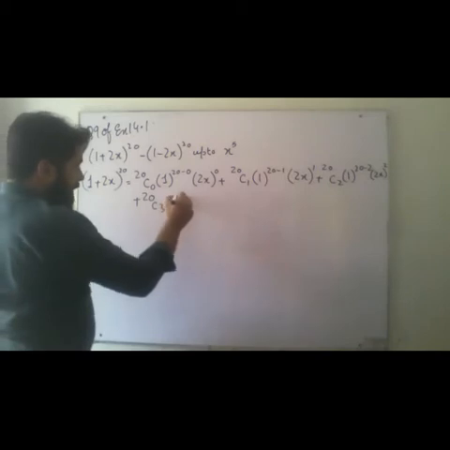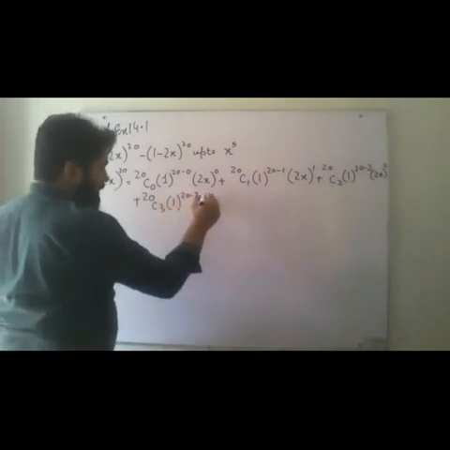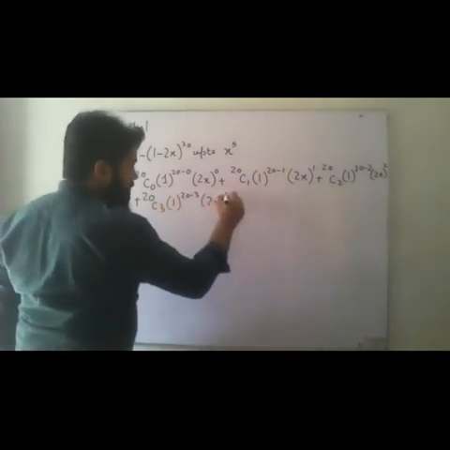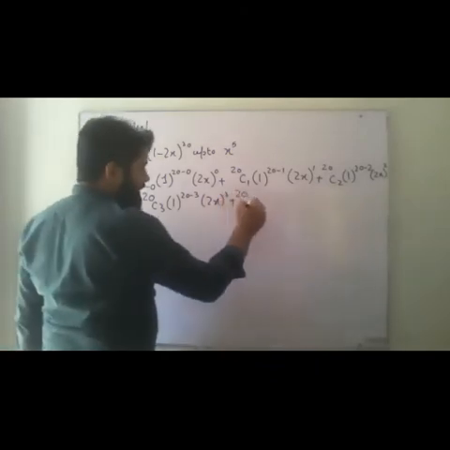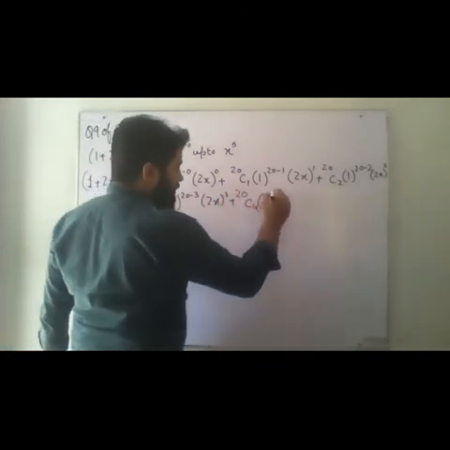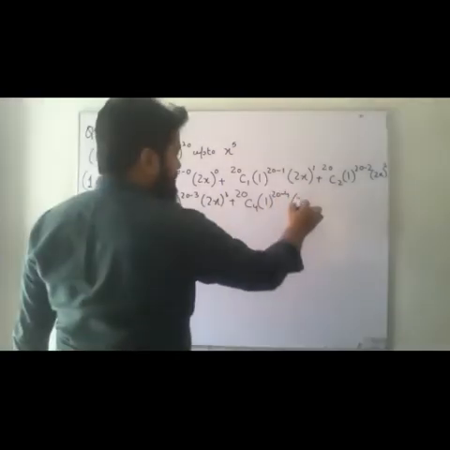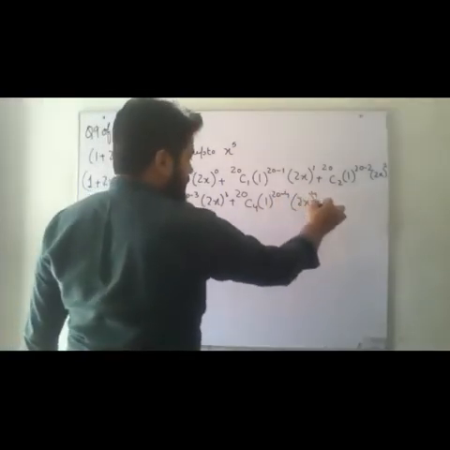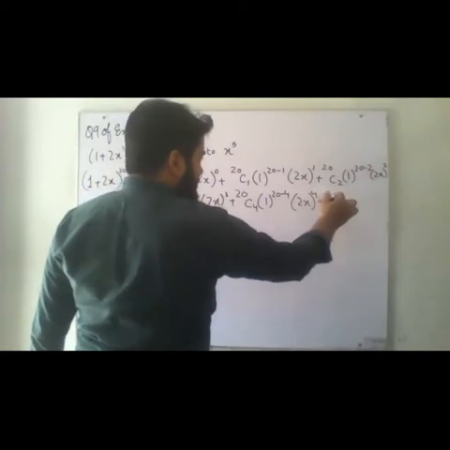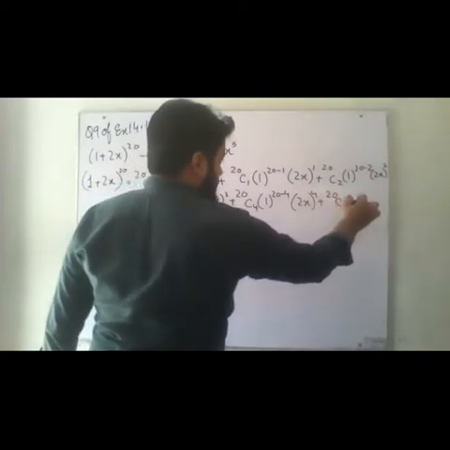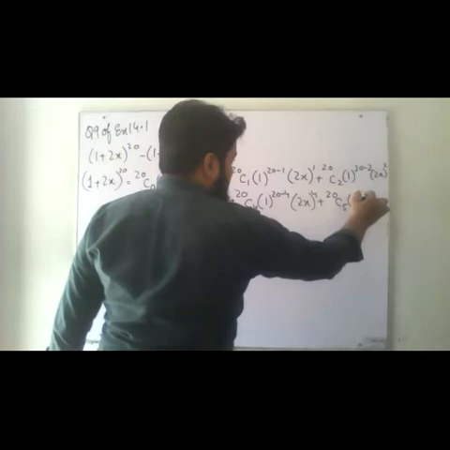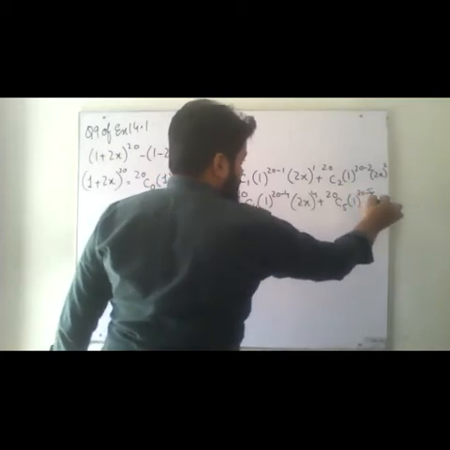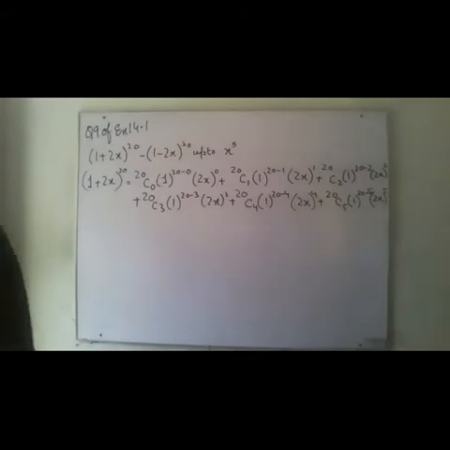20c3 1 to the power 20 minus 3 times 2x power 3, plus 20c4 1 to the power 20 minus 4 and then 2x whole power 4, plus 20c5 1 to the power 20 minus 5 times 2x power 5. Okay, this is the thing which is needed. Now I am going to simplify them.